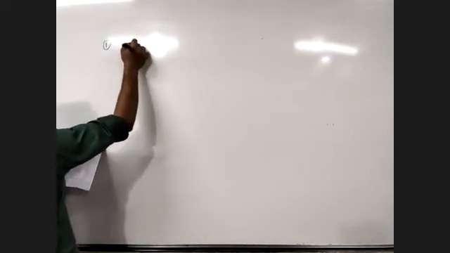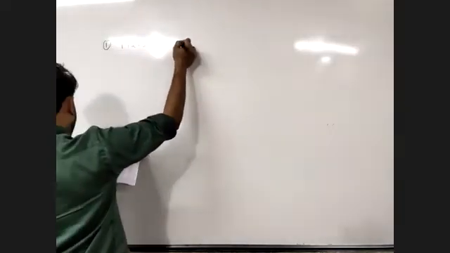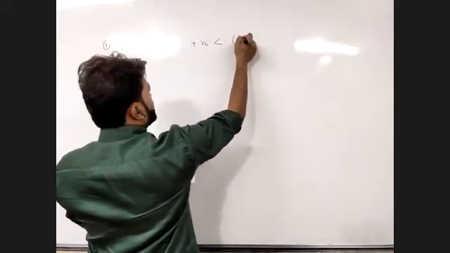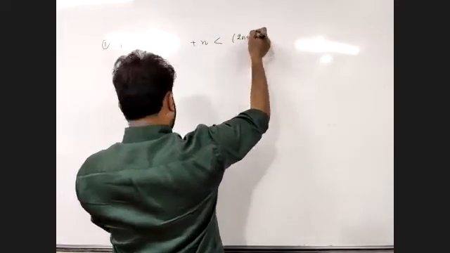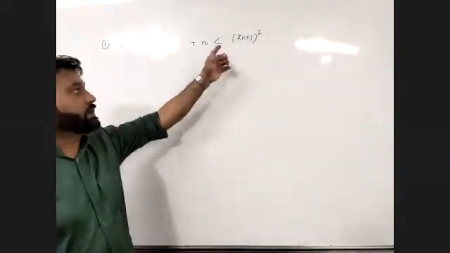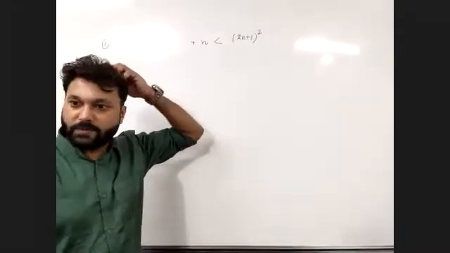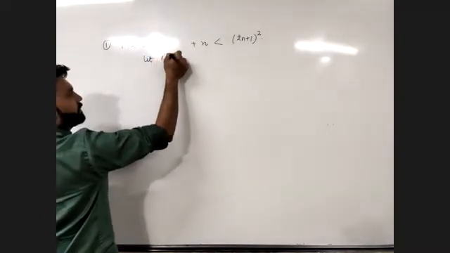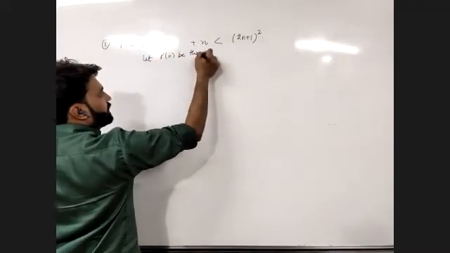The question is: 1 plus 2 plus 3 and so on till n is less than (2n plus 1) whole square. So we need to show that this complete expression is less than (2n plus 1) whole square using induction. So what's the first step to be done? Let Pn be the given relation.